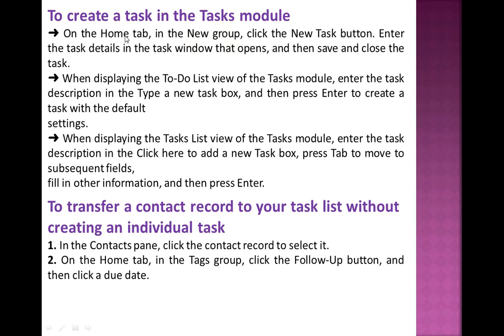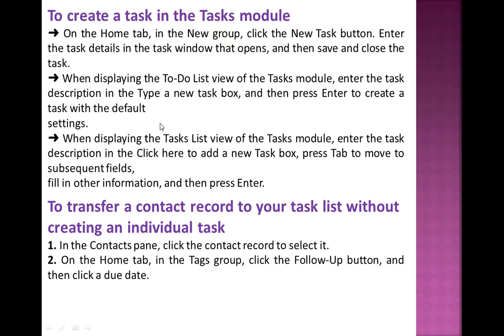Then how to create a task? Go to the home tab, go to the new group, click on the new task button. Enter the task details in the task window that opens, and then save and close the task. When displaying the to-do list of the task module, enter the task description in the type a new task box, and then press enter to create a task with the default settings. There are multiple options available by default. You can change the settings and the to-do list.